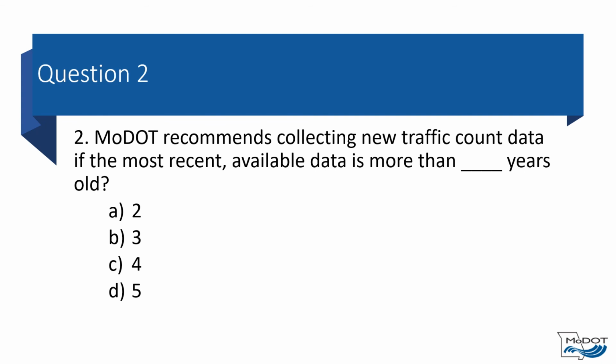Question 2. MoDOT recommends collecting new traffic count data if the most recent available data is more than how many years old? The correct answer is B. Pre-existing count data that has been collected within the past 3 years that is reflective of present-day traffic patterns for the area is typically a good source of data to use. Age limits for the relevancy of traffic counts are context-sensitive to the regional characteristics and recent growth patterns of the area. For example, if there have been recent developments that would influence traffic volumes, then new traffic count data is likely needed.